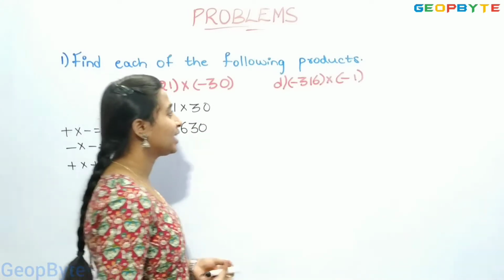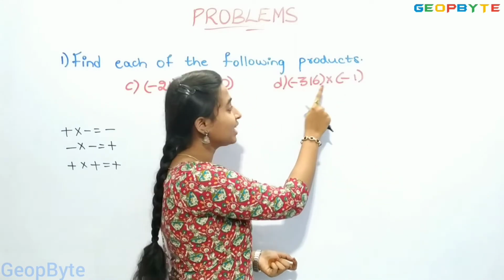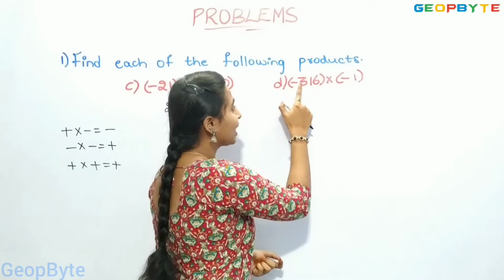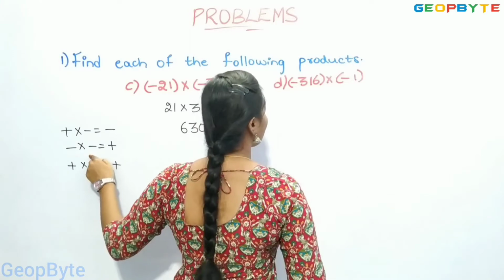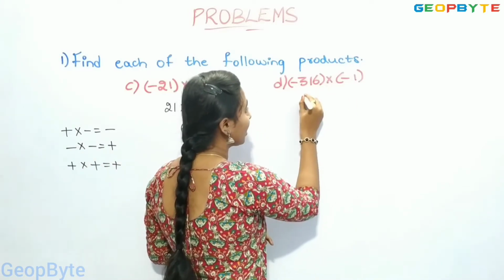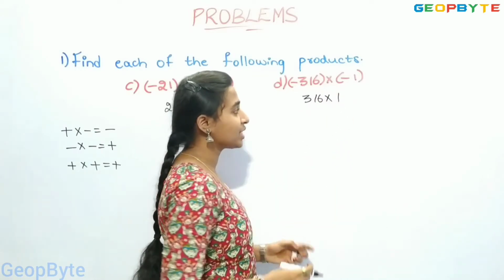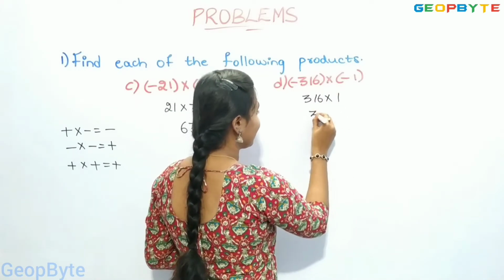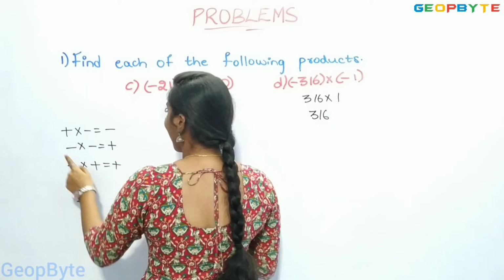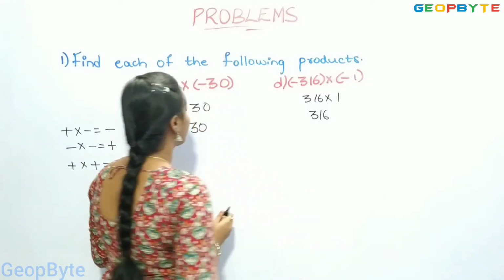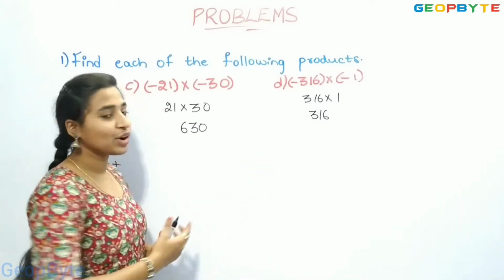Now, let us see D bit. Same. We have minus 316 into minus 1. Minus into minus becomes plus by this rule, and 316 into 1 is remaining. 316 into 1 is 316. In both these problems, we have used the rule minus into minus is plus. So, these minus signs became plus in both the conditions and we got the answers.